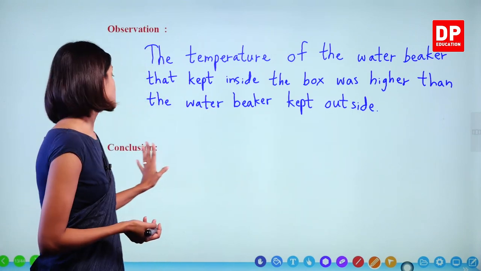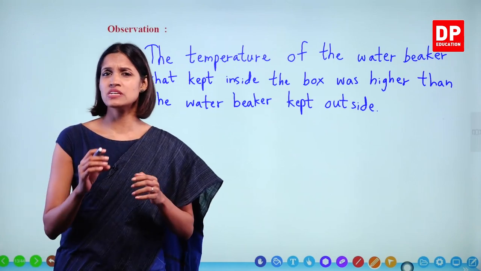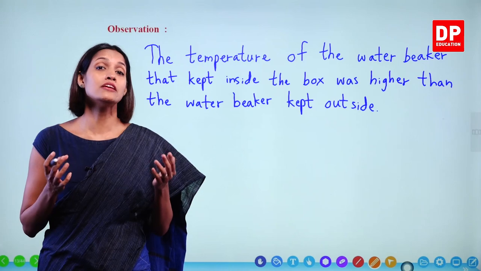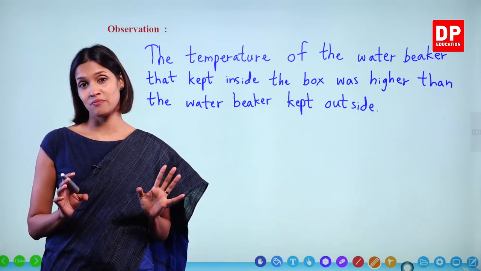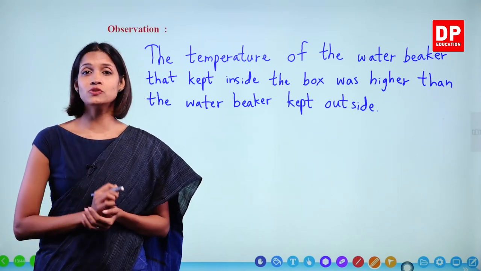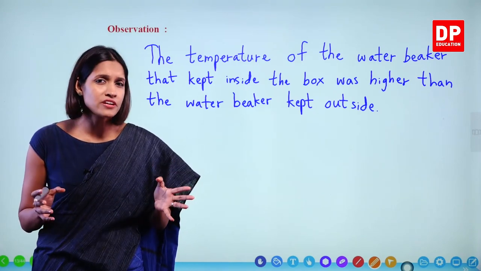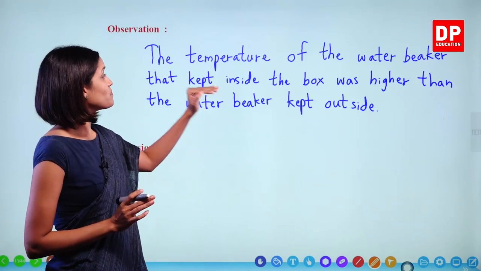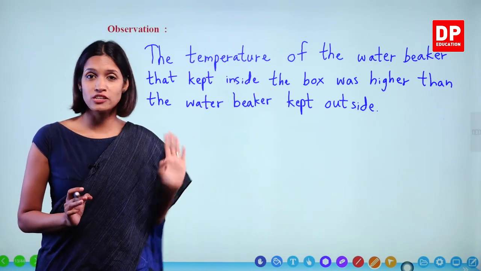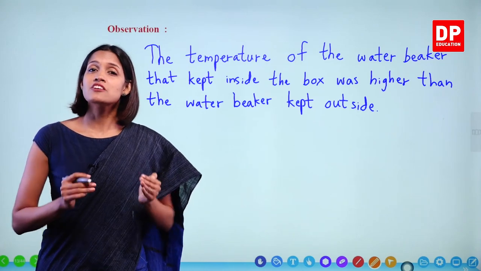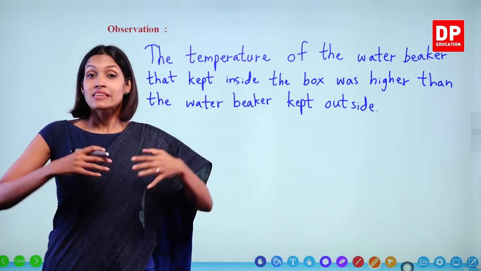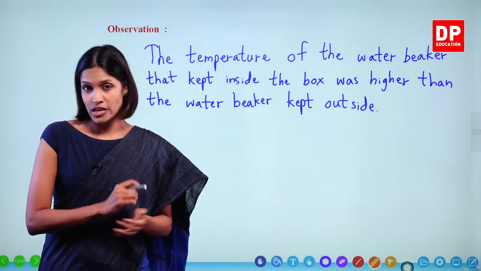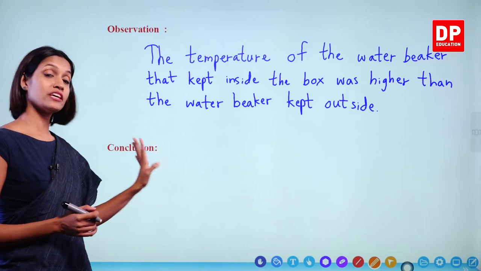outside. So what is the conclusion? It's very clear. We use the same type of water beakers. The size of the beakers was the same. And even the amount of water we used was the same. And we use the same thermometer to measure the temperature. The only difference was the place we kept those two beakers, right? One was kept inside the box and the other outside the box. So it's very clear, because of the special arrangement of this box, that the environment inside the box gets heated up faster than the outside. Okay, children. So let's write the conclusion.